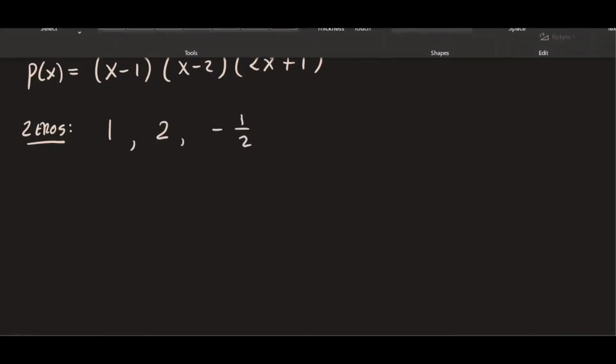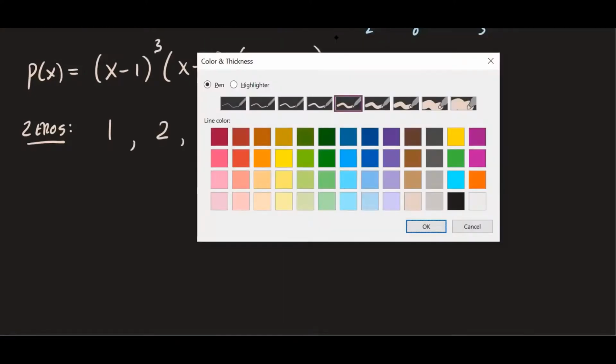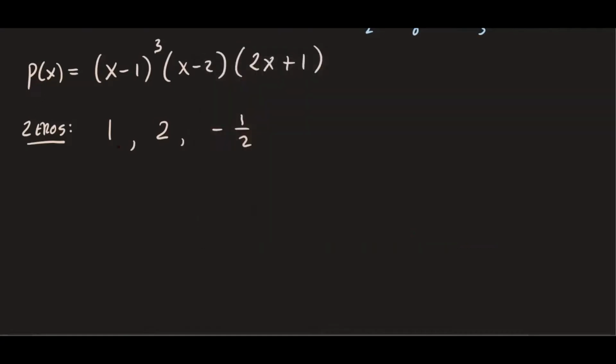Now let's write down how many times they are repeated, meaning their multiplicity. 1 is coming from the first factor, which has a multiplicity of 3. So we can say 1 has multiplicity 3. 2 came from the second factor, which has multiplicity 1, since no power is written. So we can say this is multiplicity 1. And the last one also has a power 1 on the factor, which means this is also multiplicity 1.